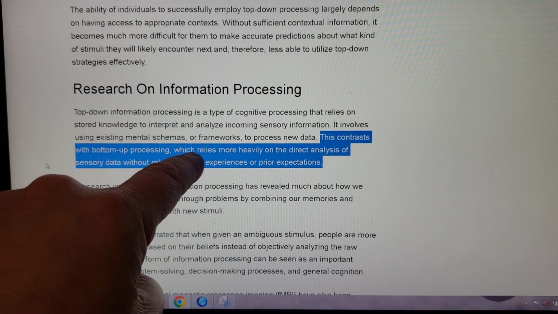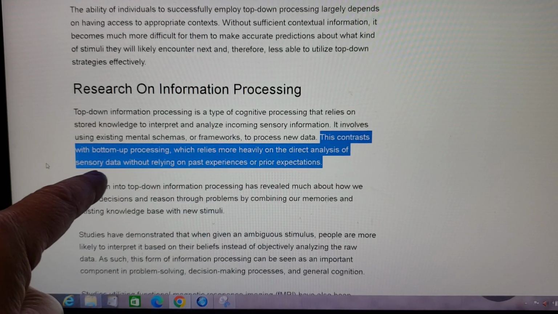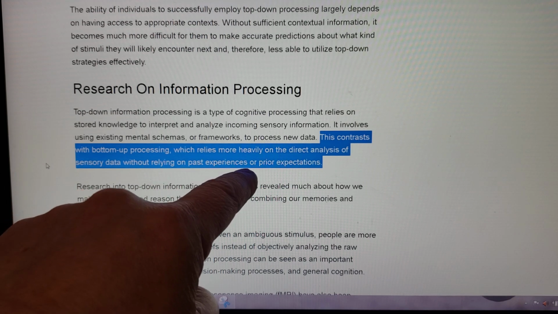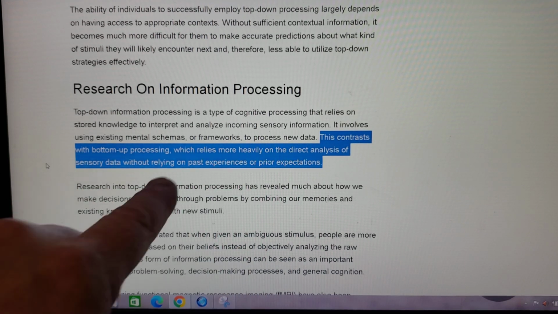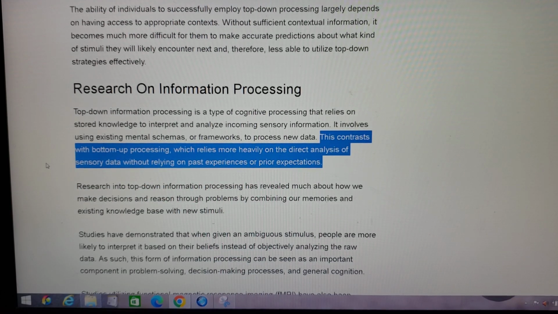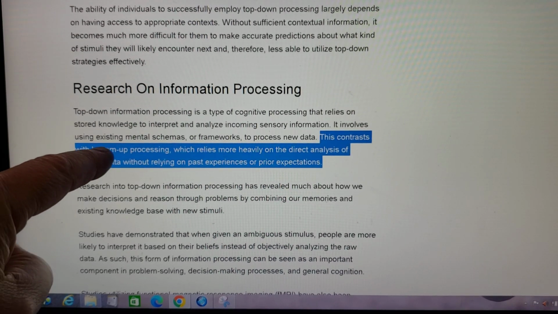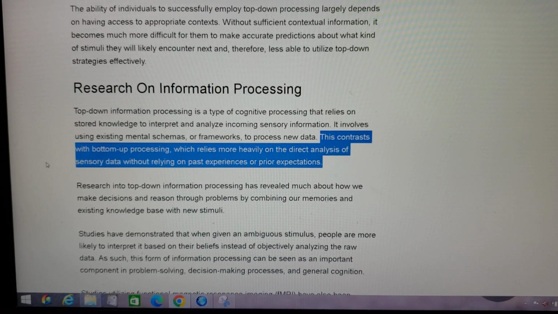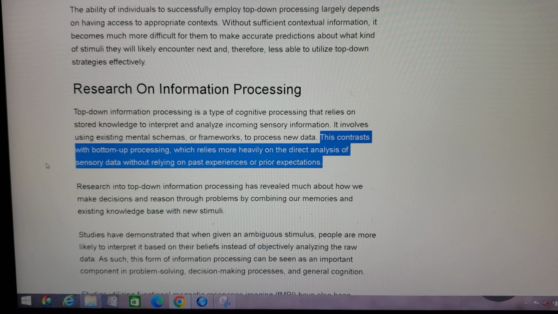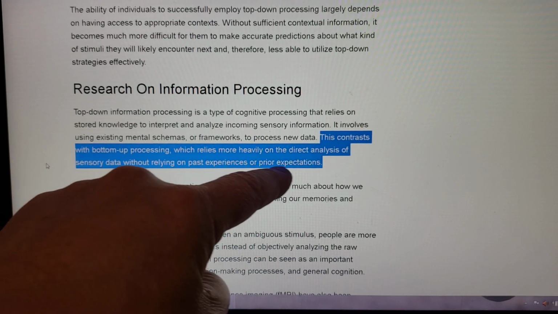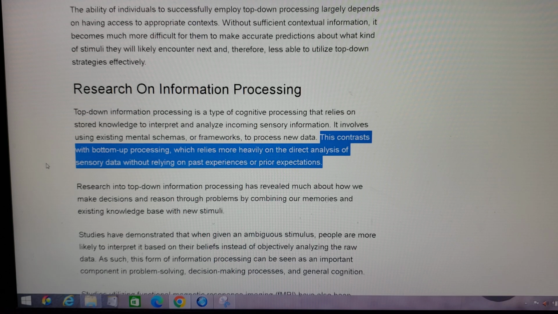bottom-up processing. It relies more heavily on direct analysis of sensory data without relying on past experience or prior expectations. So past experience and prior expectations, that's all the brainwashing, that's all the propaganda that pushes dogs out there as some type of perfect everything. And so we're not doing that bottom up processing properly, which means by the time we get to the top down processing, all the previous and past experiences from dog culture, that's all the propaganda instead of actually looking at the nastiness that dogs bring to our life.